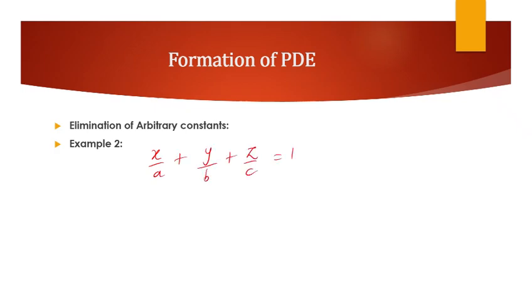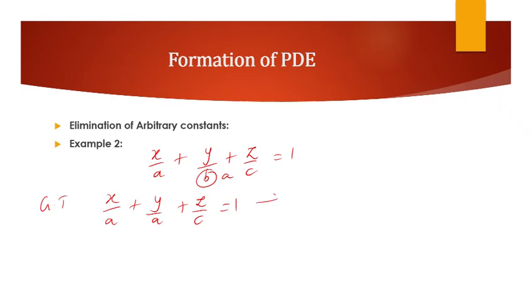But here it is mentioned that it has equal intercepts from x and y, so this b also can be taken as a. So the given equation is x by a plus y by a plus z by c is equal to 1. In the given equation also we have only two arbitrary constants, a and c. So the resultant PDE is going to be an equation of first order.